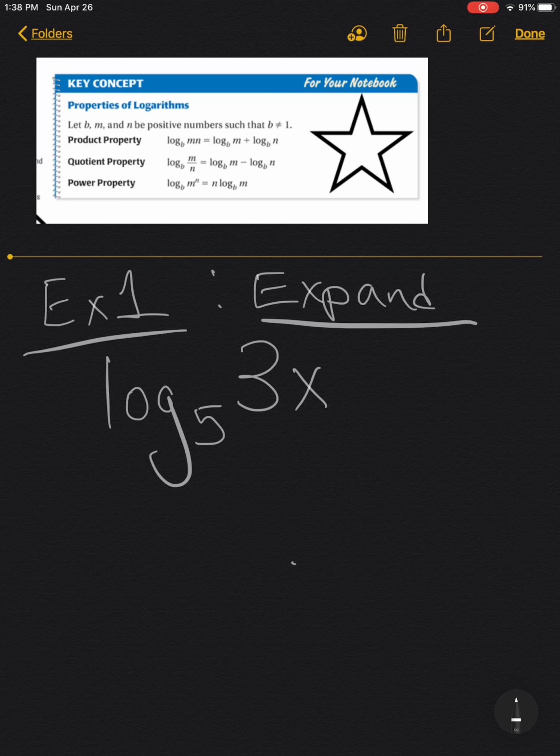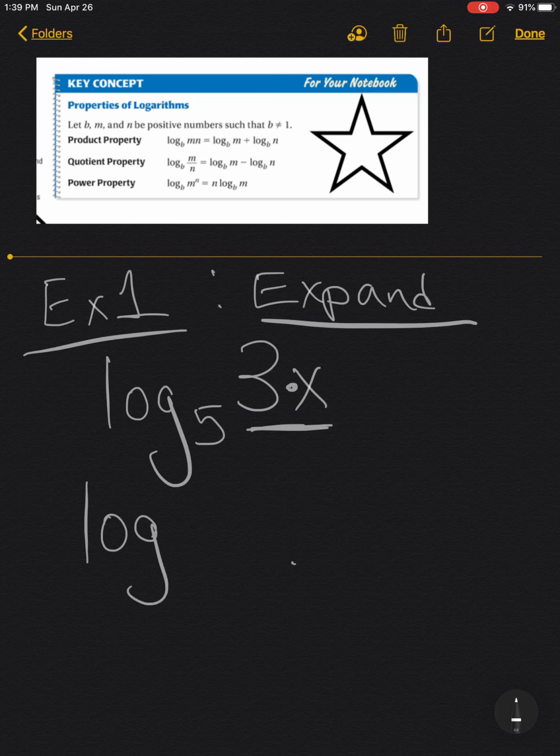So remember, there's only 3 properties, product, quotient, or power. So how do you know which one to use? Well, you got to look at your problem here. It says 3x. So what does 3x mean? It means 3 times x. And in which property are we using times? In the first one, product property. So apply the product property. Go ahead and see if you could do it yourself. Pause the video. All right, here we go.